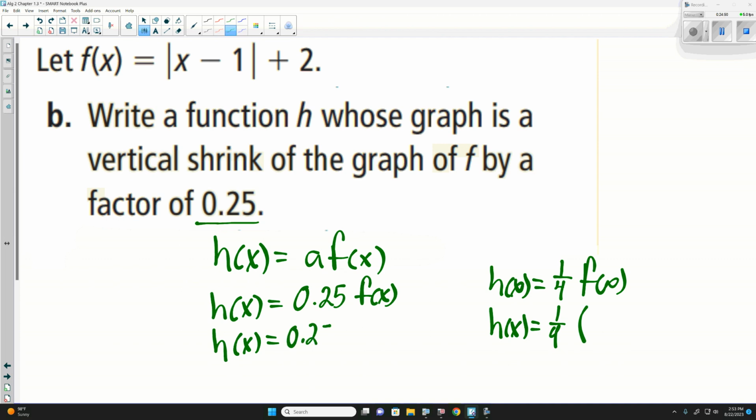Now, f of x is still f of x, yes? We didn't do anything inside the parentheses with f of x. It's still the same, which means I can just replace f of x with its function. So we don't have to do anything to it. So this is still going to be absolute value of x minus 1 plus 2.